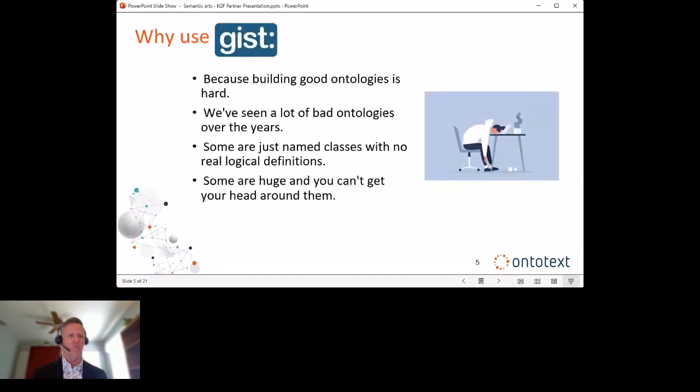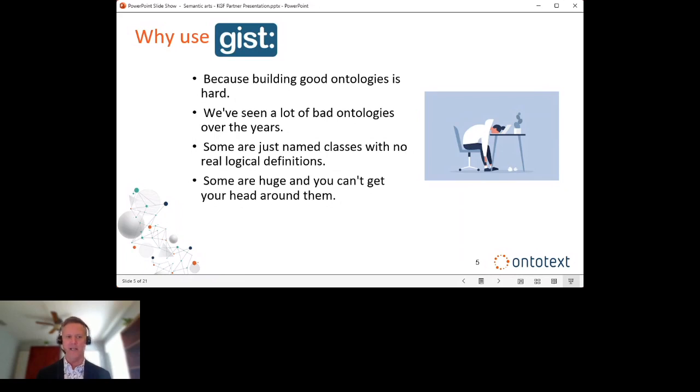Again, part of the overview: why use GIST? To me, the first thing is because building good ontologies is hard. If I am in a live setting, I'll ask people to raise their hand and tell me how many of you have tried to build an ontology from scratch and how did it go? I get a lot of laughter from the audience because they've learned something about OWL and tried to get in there and build it, but it's hard to get a really good one going. A lot of times they end up not liking what they've done and throwing it away.